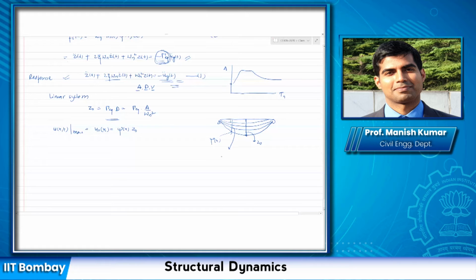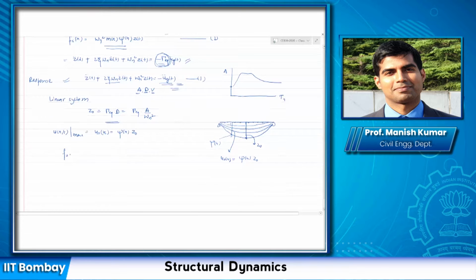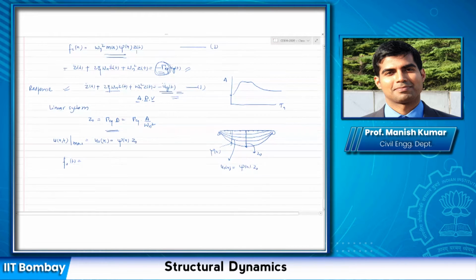So once that is known, I can also find out the peak value of the equivalent static force. Basically, the peak value of this equivalent static force, let me denote this as F naught T, which would be nothing but just substitute the peak value of Z here. I can write this as omega n square mx phi x times Z naught.